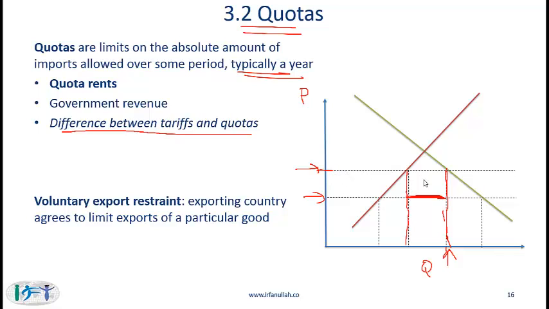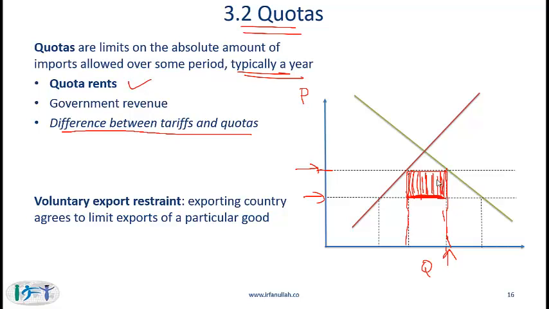On the surface, it seems like quotas and tariffs are having the same impact, but there is a subtle difference. With a tariff, this amount was clearly tariff revenue that was going to the government. With a quota, that is not as obvious, because potentially what can happen is the exporter can now charge a higher amount and earn this extra profit. That extra profit is called a quota rent.